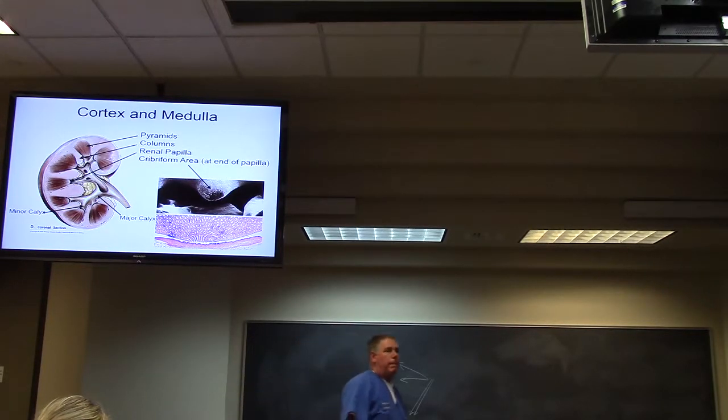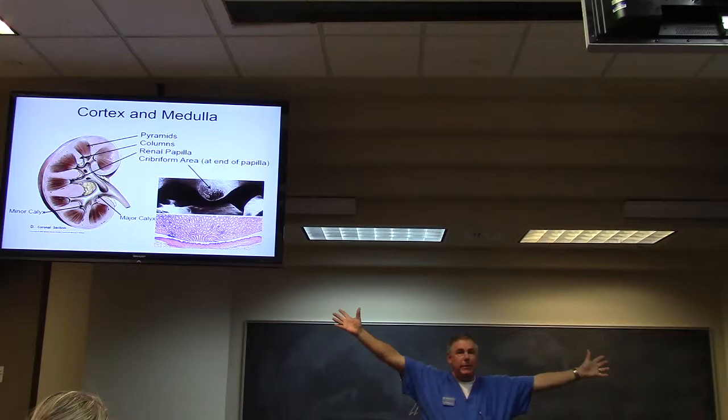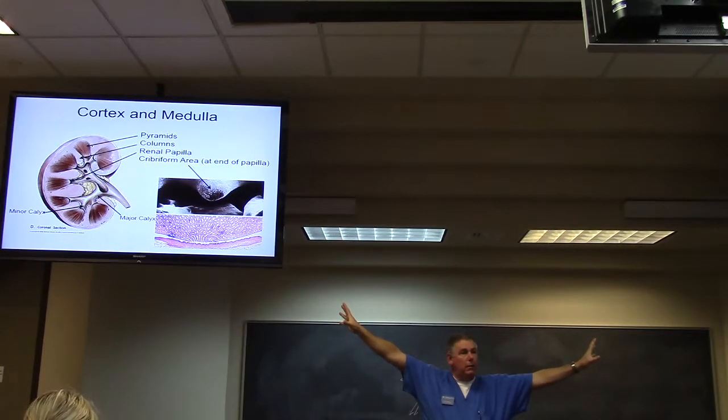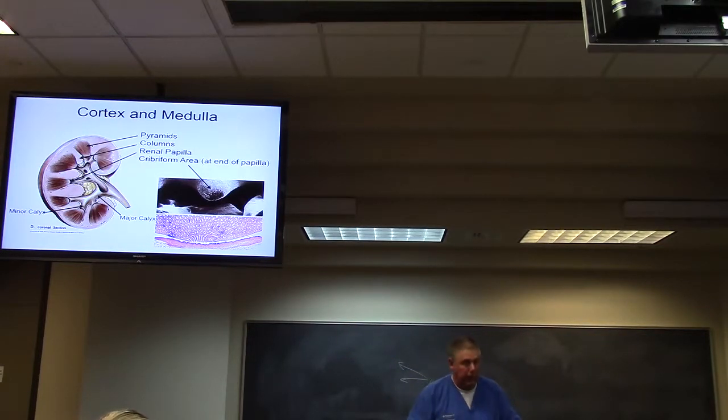What does a major calyx do? It's just a collecting system. If I'm the major calyx, I have minor calyces here that are attached to the papillae. So urine enters my arms, comes down to me, I'm the major calyx, and then out my leg, which is the ureter. Understand that the ureter, this is not a passive system.